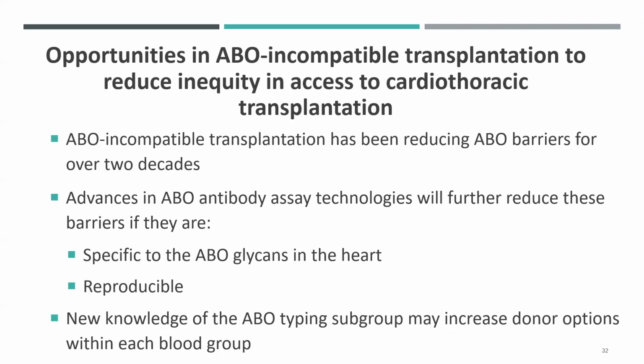And when we have new knowledge of these ABO subgroups, it may also increase donor options, because if we can define that one of these alleles that's actually present in our donor has a much lower expression of A or B glycan, then we can say, maybe this is a better option for my higher titer patient.